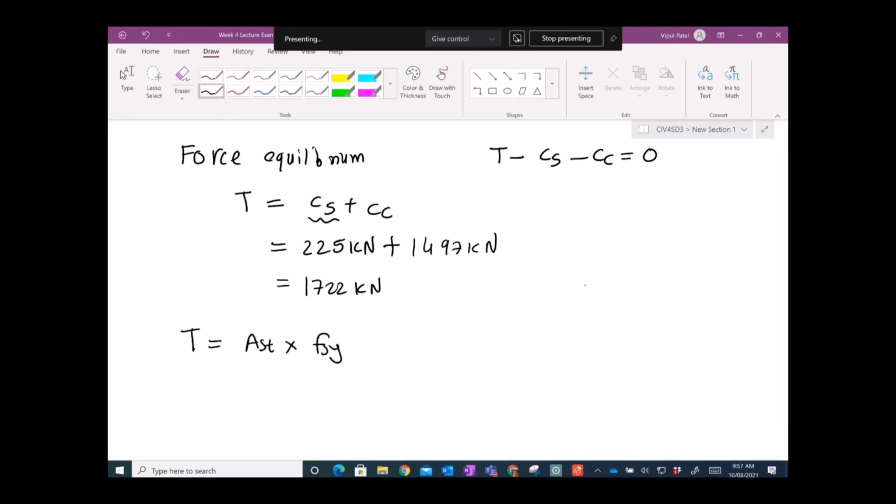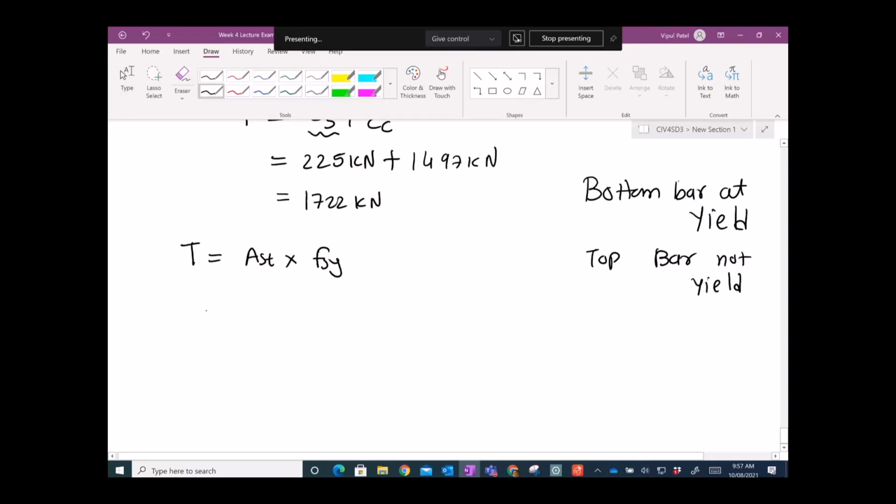Because the bottom bar is at yield, right? Generally the bottom bar at yield, top bar not yielded. Therefore, from my previous experience we know that this is the scenario. So we know 1722 times 1000 newtons tension, AST we don't know, and 500 megapascals we know. So AST we could put 1722 divided by 500 times by 1000, so you have 344 millimeter square.